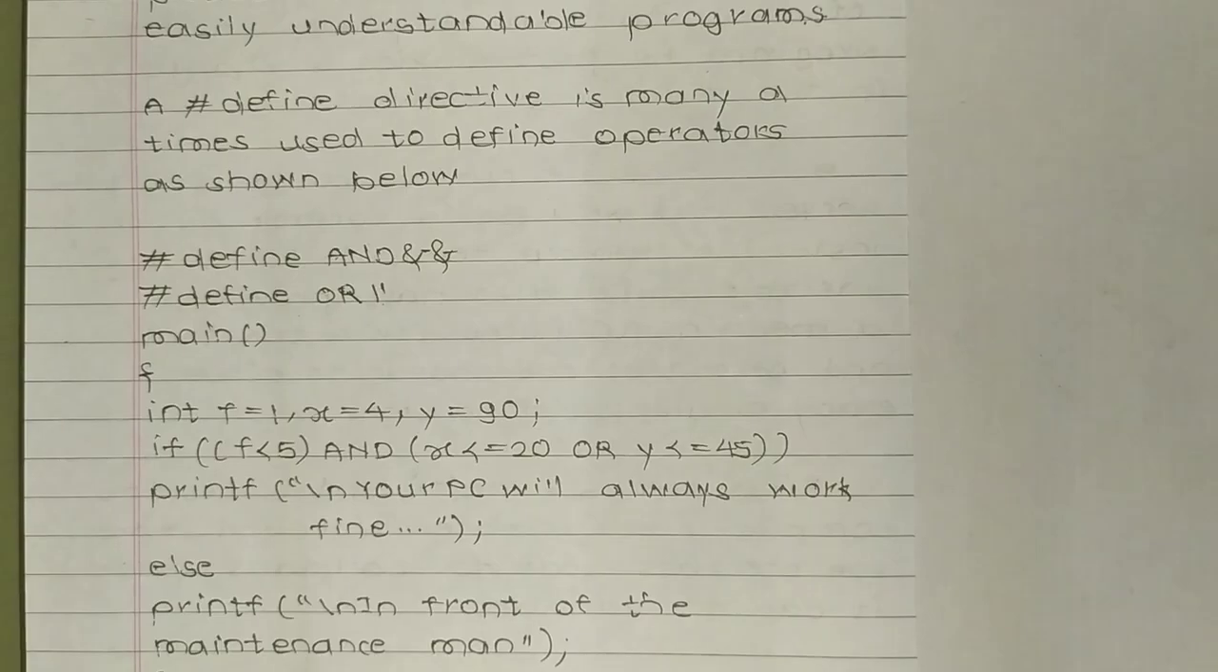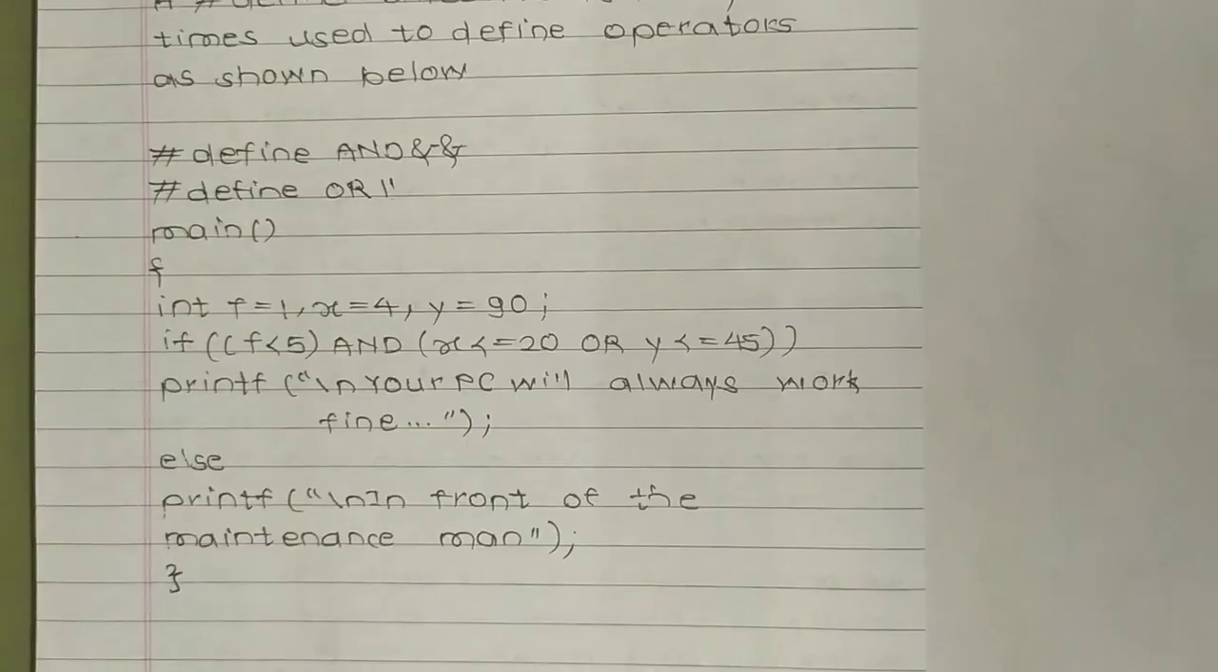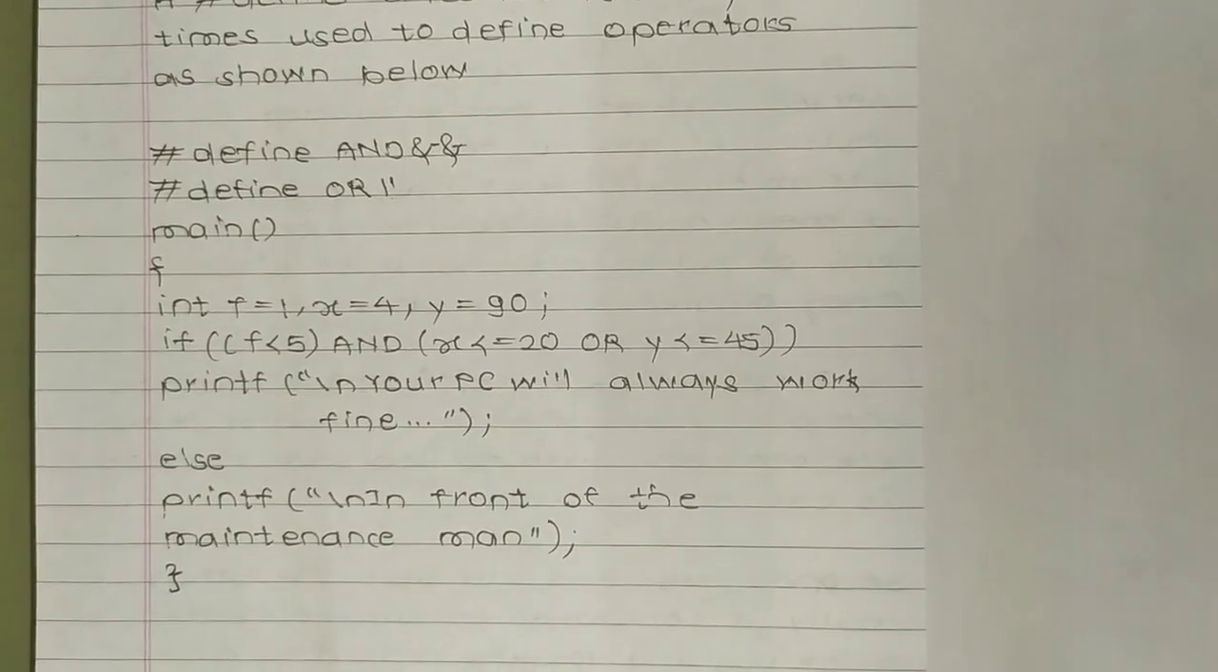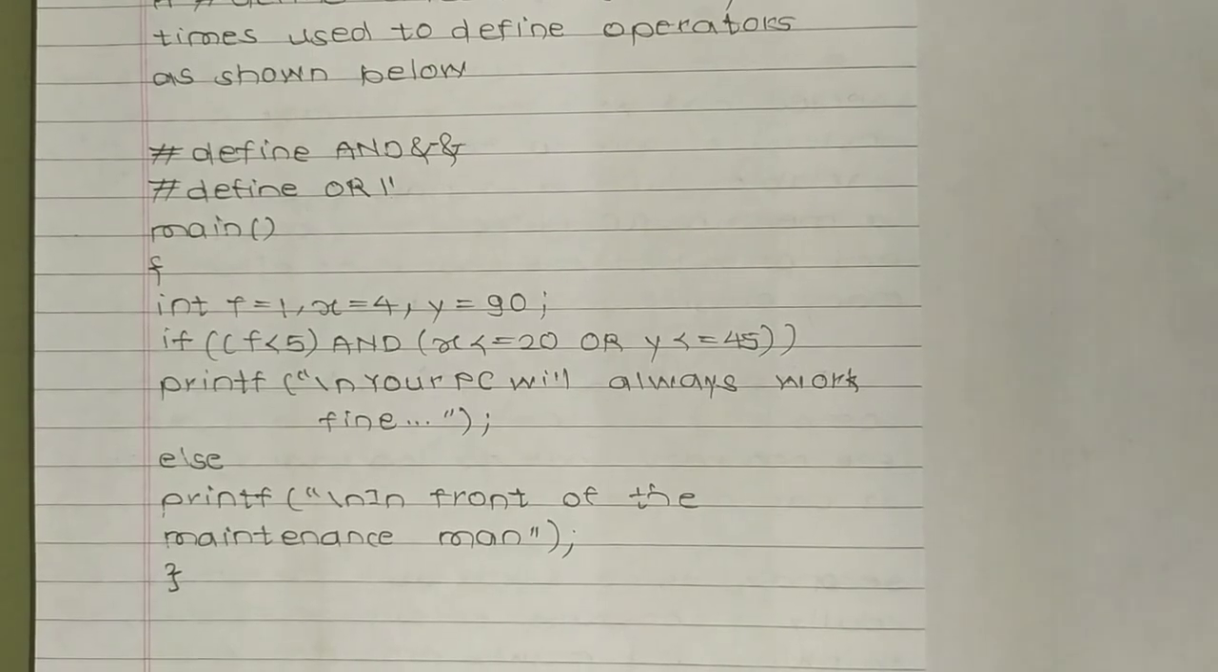Now main, int f = 1, x = 4, y = 90. If f is less than 5 AND x is less than or equal to 20 OR y is less than or equal to 45, printf \n your PC will always work fine. Else printf \n in front of the maintenance man.